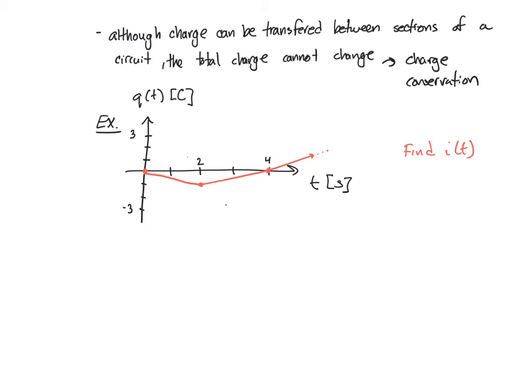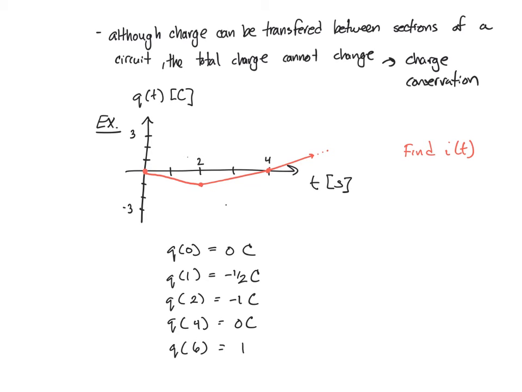So we could write this as a piecewise linear function if we wanted to. We could say, well, Q at time 0 is 0 coulombs, Q at time 1 is -1/2 coulombs, Q at 2 is -1 coulombs, Q at 4 is 0, Q at 6, for example, would be 1. Okay. So from 0 to 2, this obeys a function Q as a function of time as being -1/2 t, for example, and this is valid for t between 0 and 2 seconds.